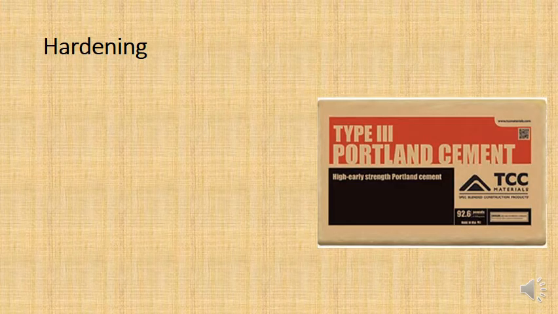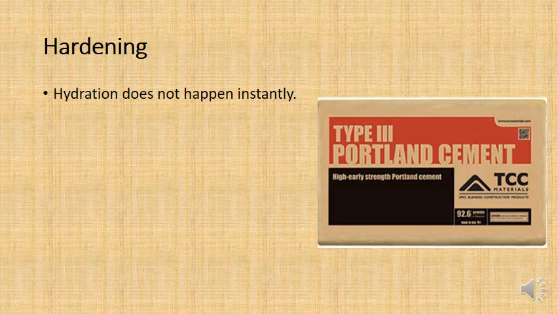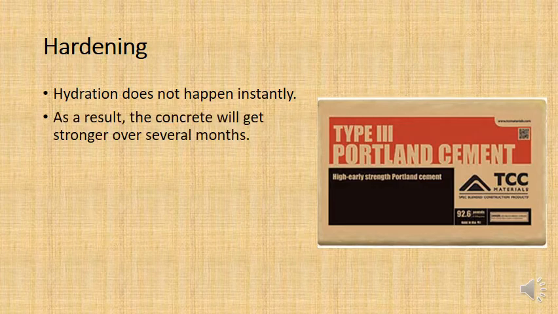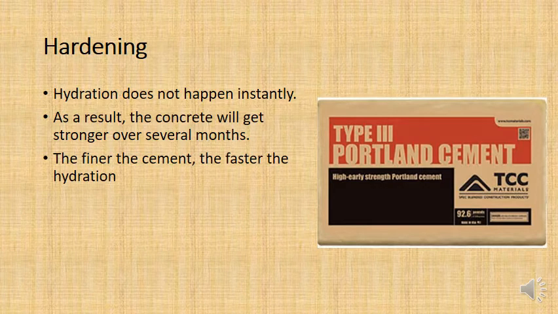So remember, hardening is the process of those chemical reactions that I just showed you taking place many weeks and many months after you mix your concrete. It is the hydration reactions happening quite slowly. Hydration does not happen instantly. It happens over several months. And as a result, concrete will get stronger over several months. Now, remember, the finer the cement, the faster the hydration reaction. That's why we talked about the need of cement to be ground up into really fine particles.